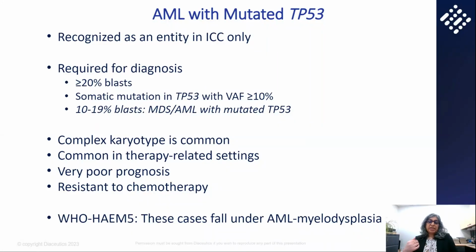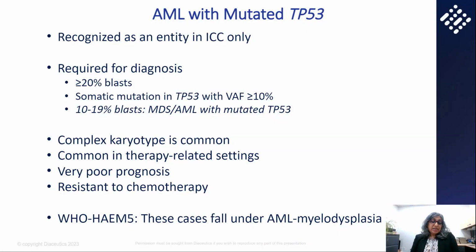And again, to mention that in ICC, for cases that are called MDS/AML with 10 to 19% blasts, even in those cases, if there is a single TP53 mutation with a VAF more than 10%, we would classify that as MDS/AML with mutated TP53, which has similar prognostic and therapeutic relevance as AML with mutated TP53. These cases often have a complex karyotype. They are commonly seen in therapy-related settings. They have a very poor prognosis and are resistant to chemotherapy, at least the conventional chemotherapy.